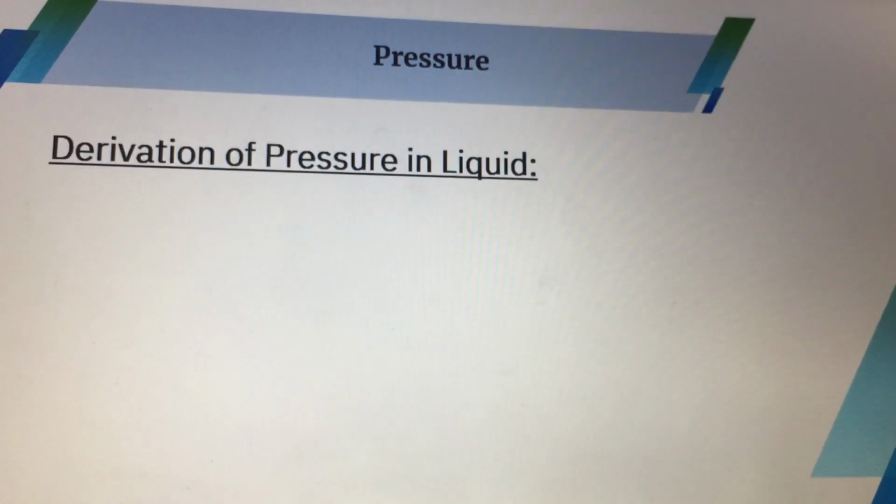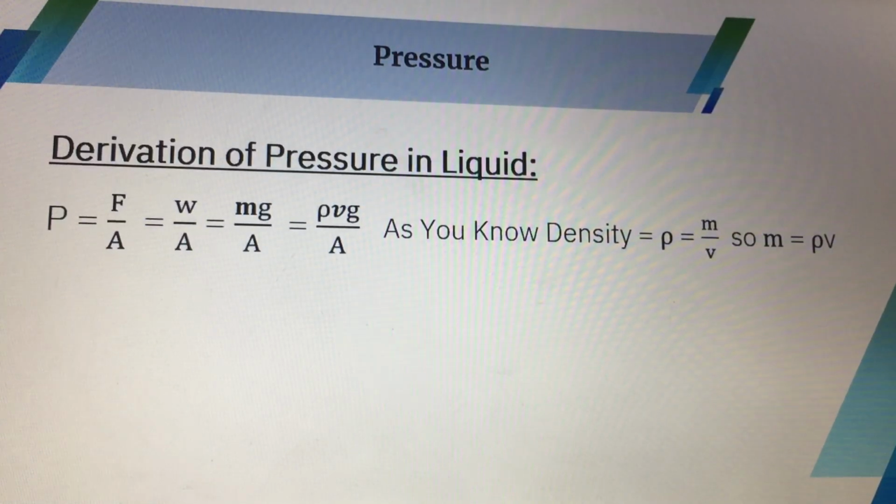How can we derive pressure in liquid? This is a derivation. As you know, pressure is force upon area. Now if we take weight instead of force, in this formula, pressure equal to force upon area, we replace force with weight. So the formula will be P equal to weight upon area.